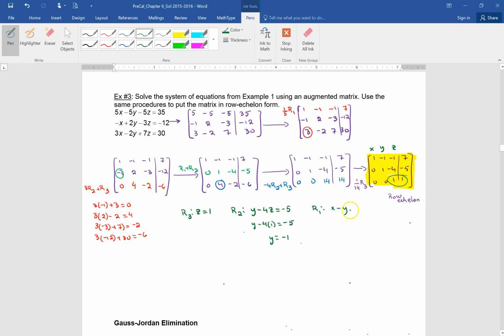Well, what information does row 1 give me? 1x minus 1y minus 1z is 7. X minus, well, y is negative 1, minus 1 equals 7. So how much is x? 7. My final answer then? 7, negative 1, 1. And this is how you do it, solving using matrices. Okay?